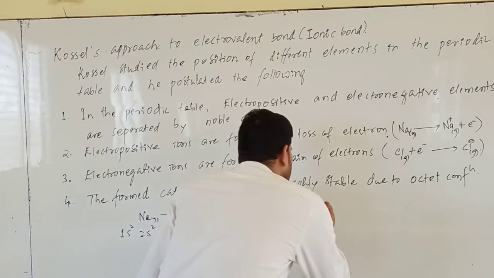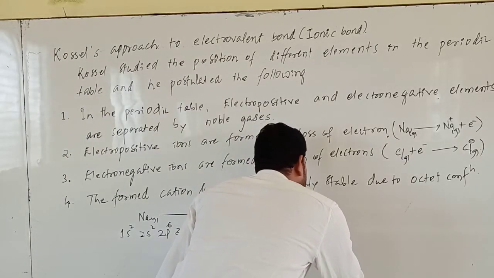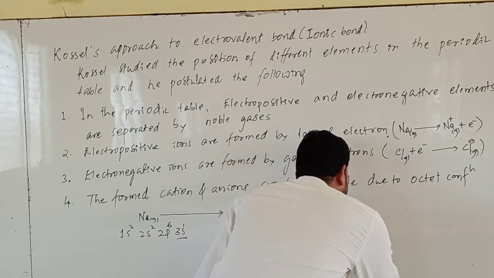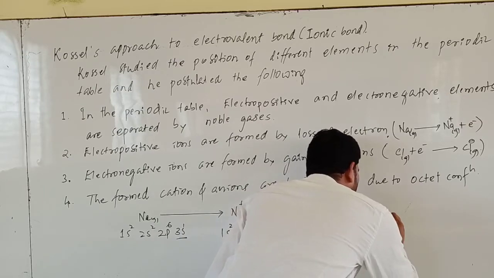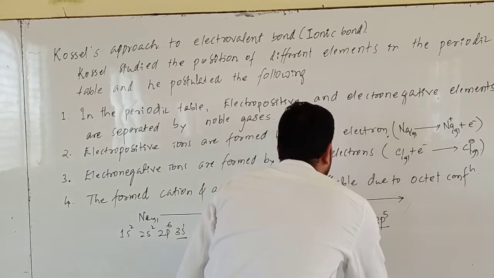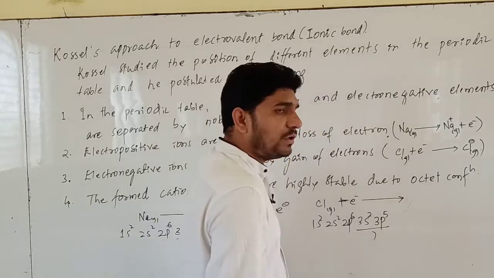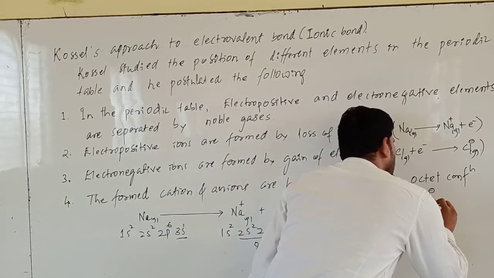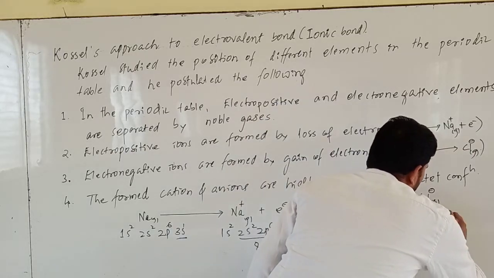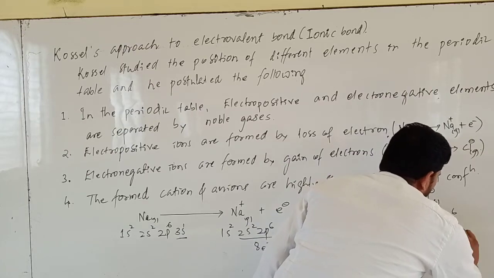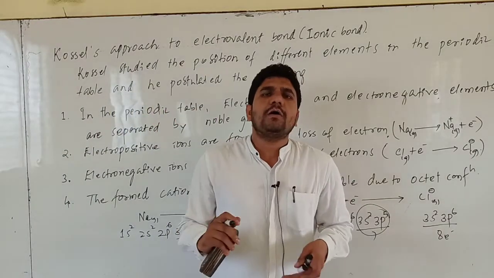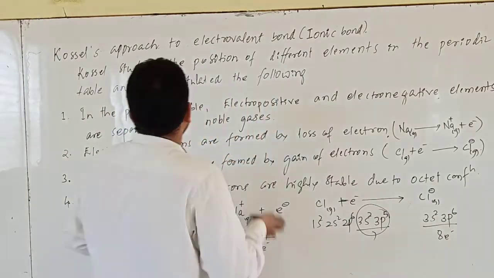If you take Cl also, Cl gaseous atom, what is the electron configuration? 1s2, 2s2, 2p6, 3s2, 3p5. How many electrons are there in the outermost shell? 7 electrons. Cl becomes Cl minus by the gain of electron. Is it right or not? When it gains an electron, the outermost shell becomes what? 3s2, 3p6. How many electrons are there? 8 electrons. Both cations and anions formed are highly stable due to their attainment of octet configuration. Have you got this point?